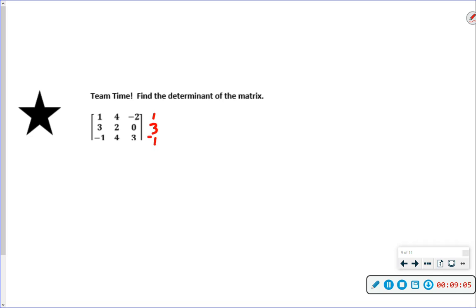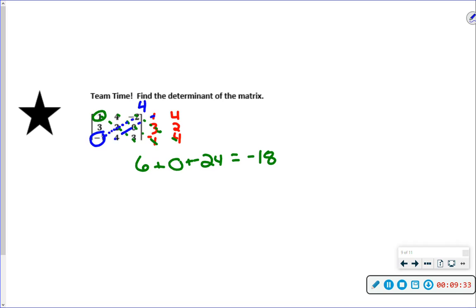So I'm just copying my first 2 columns. All right, let's check our multiplying, of course, starting top left. 1 times 2 times 3. 4 times 0. Negative 2 times 3 times 4. Negative 6 times 4. Add them up. We've got negative 18 for that one. Oh, okay. Bottom, moving up. Negative 1 times 2 times negative 2. 4 times 0. I always like when there's a 0 in there. 3 times 3, 9 times 4, 36. So you got 40.